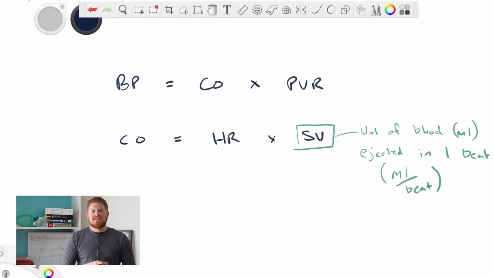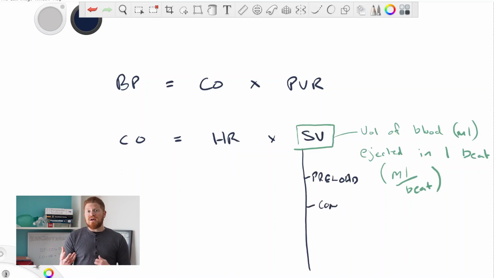Taking a closer look at stroke volume, we see that there are three factors that actually influence the volume of blood that is ejected by the heart in a single beat. These three factors include preload, contractility, and afterload. I see your faces now. I'm adding three more things to this formula. This is getting out of control. It's getting out of hand. What are you doing? Don't stress.